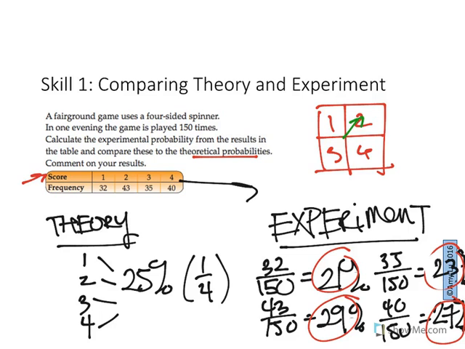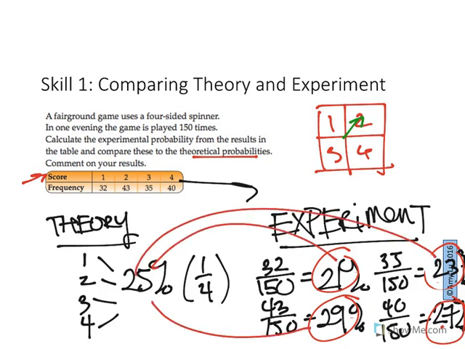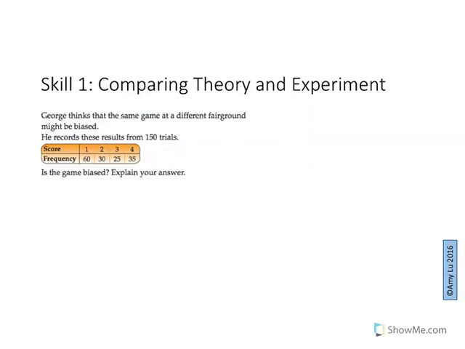Now let's compare 21, 27, 29, 23, 27. Are they all close to 25%? You'd say yes. So basically, our theory matches what actually happened in our experiment. Sometimes it doesn't always happen this way, of course, based on luck, based on chance. That's how probability works.